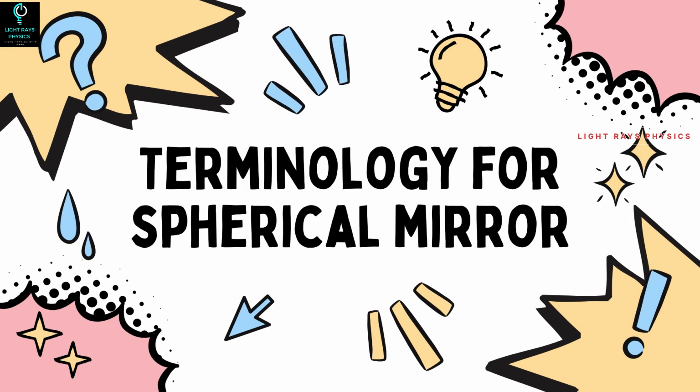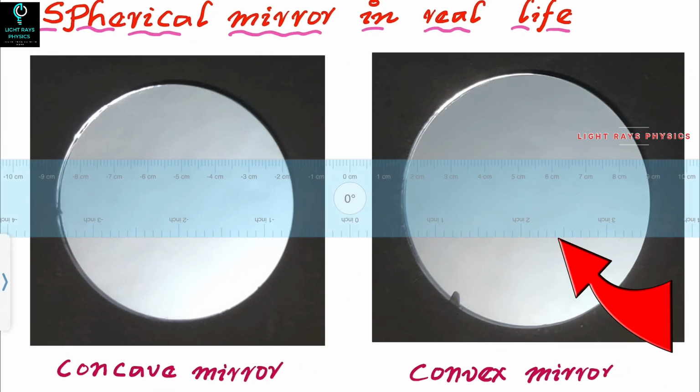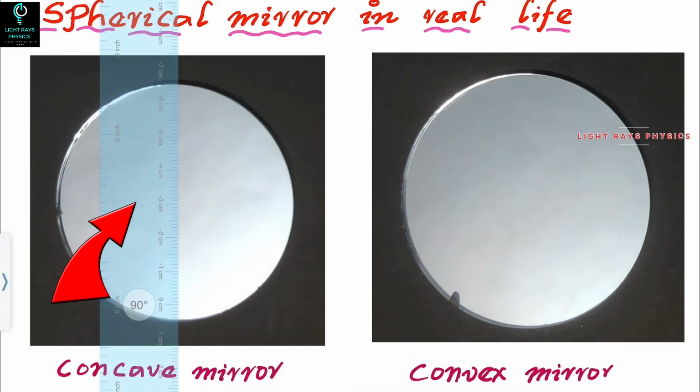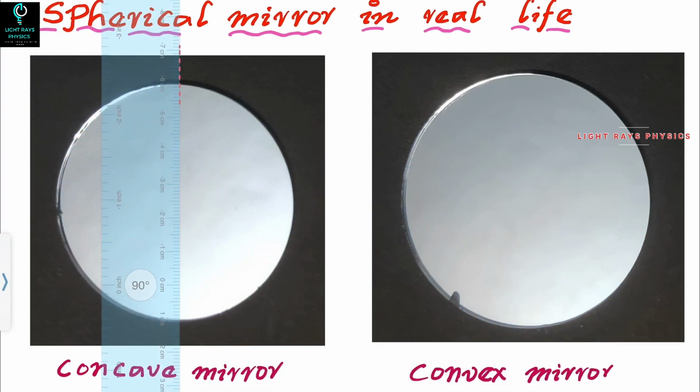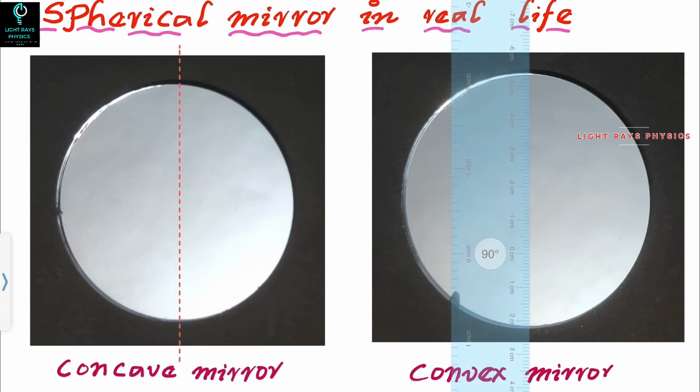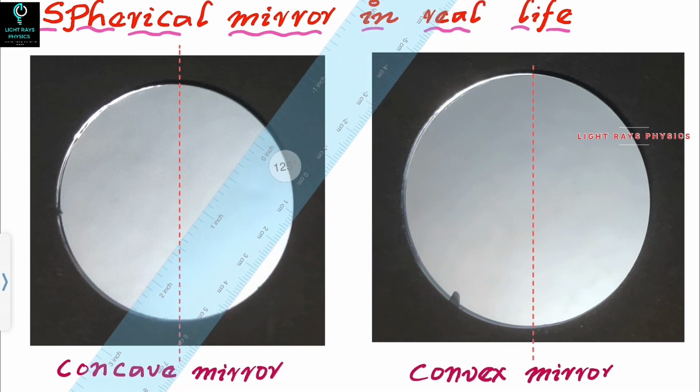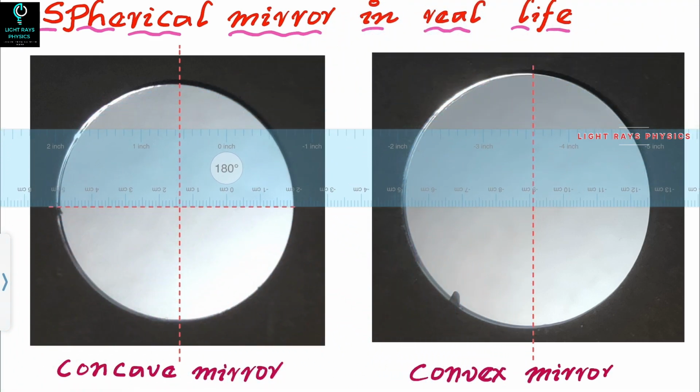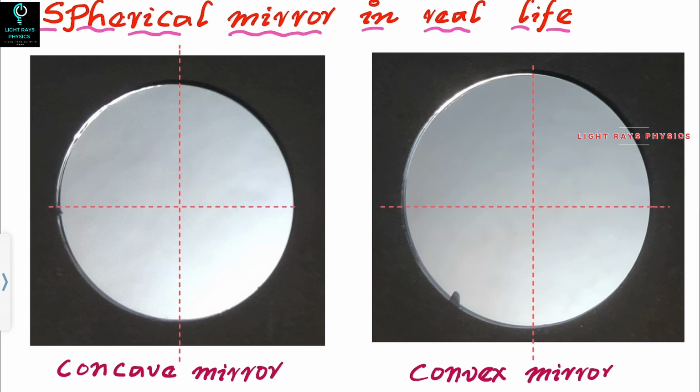Now let us understand the terminology relating to spherical mirrors. On the screen you can see the convex mirror on the right side and the concave mirror on the left side. Now I will take a scale and draw a diameter vertically on the concave as well as the convex mirror. Now I will draw a diameter horizontally for the concave and then for the convex. Now let us join the midpoints of the two diameters on the spherical mirrors.